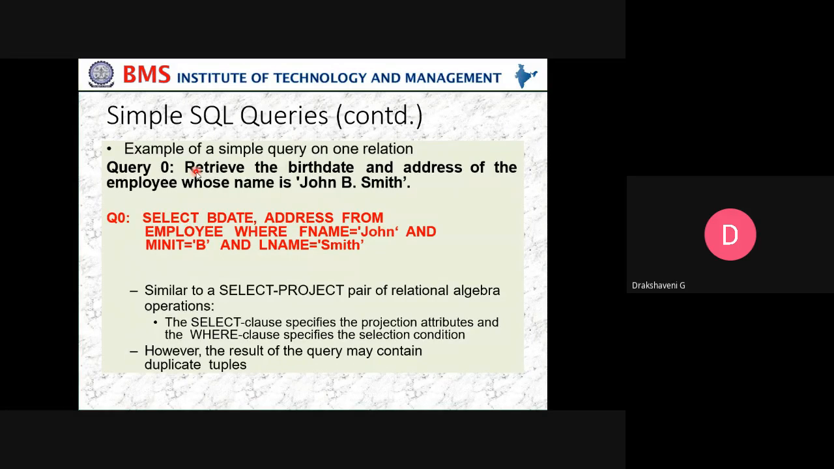Whereas in SQL, we use a combined select as well as project. So how do we write it? Select what they asked in the query. What is the query question? Retrieve the birth date. So we should say select birth date and address. From which table? From the employee table, where first name equal to John and middle name is B and the last name is Smith. So that's how we take it as a simple query on one relation. That's select and project.